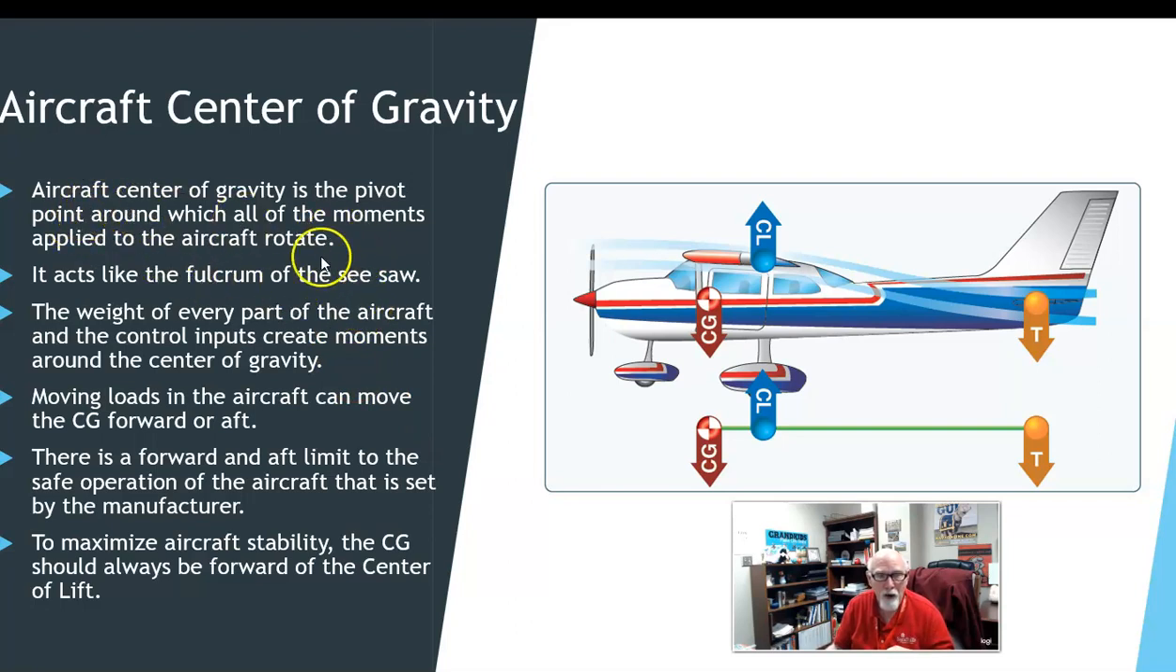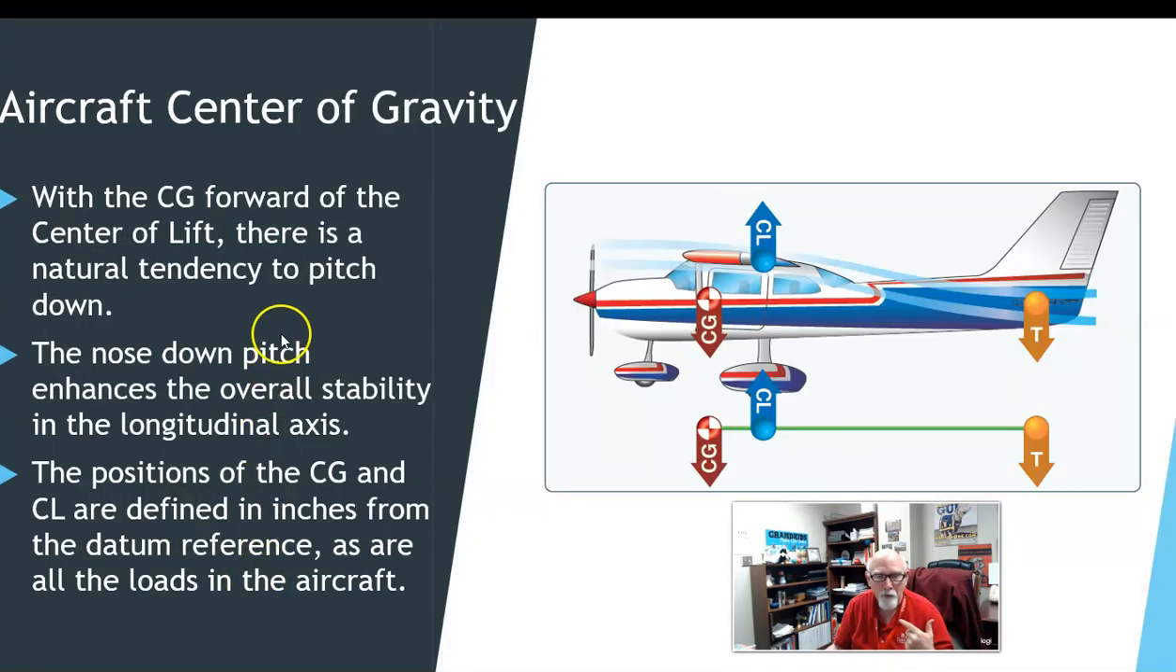The center of gravity is the pivot point around all the moments applied. It acts like a fulcrum in a seesaw, and the weight of every part of the aircraft and control inputs create moments around that center of gravity. Moving the loads in the aircraft, again, will move the CG forward or aft. You never want the CG back here behind the center of lift, because the nose will pitch up and you'll stall and you won't be able to recover. So to maximize the stability, the CG should always be forward of the center of lift, that is.